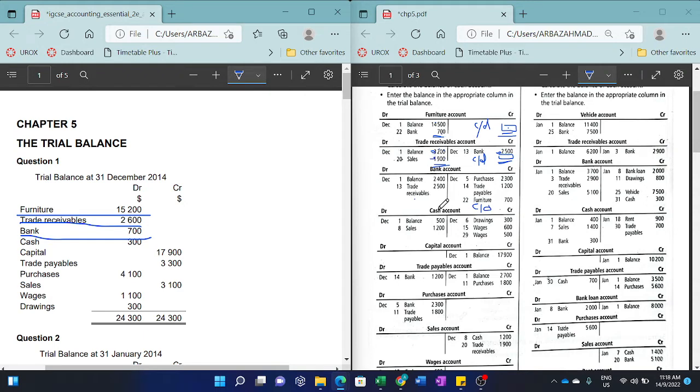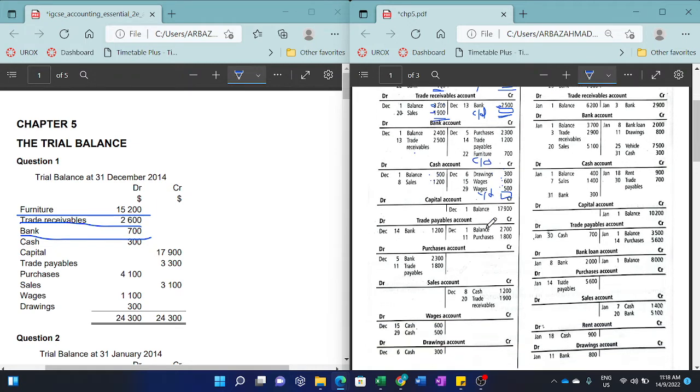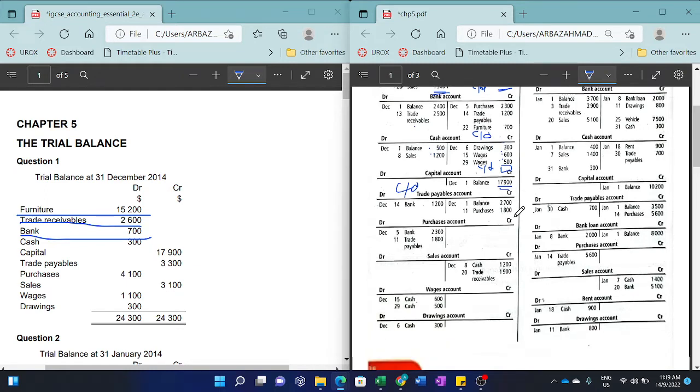Again for cash, the balance carried down will be on this side. This plus this minus this, and then, my apology, this plus this minus this minus this minus this, you should have this. Then this one is only one entry, so I know my balance carried down is going to be on this side, and it's going to be the same amount, because there is no transaction on the debit side. That's why my balance carried down is going to be the same.